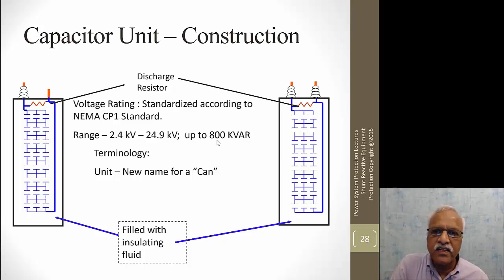And the terminology they use is they don't use the term capacitor can, they call it a unit. And then they could be either single bushing, with only one bushing and the other terminal connected to the case, or they could be insulated and then brought out through the insulation. So the discharge resistor is used here, and they have elements here, and then they are configured in series parallel combinations to get the required voltage and required kVAR.